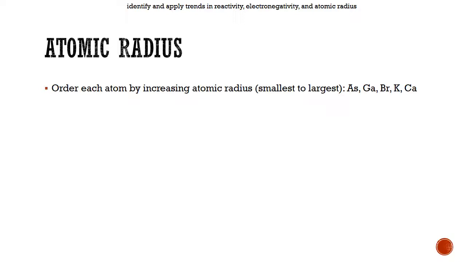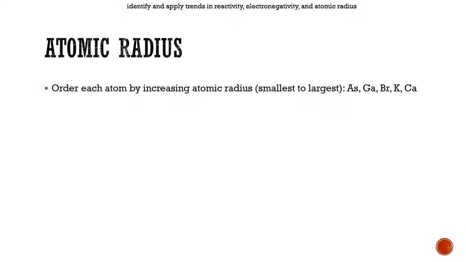And you'll notice these all happen to be in the same period. These are all in the fourth period of your periodic table. So find all of those, and based on the trend, we know that as we work from left to right, the atoms get smaller. So if we want to go from smallest to largest, as we were asked to do here, we want to work from right to left across this period.